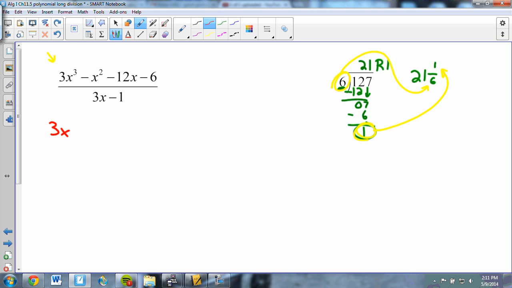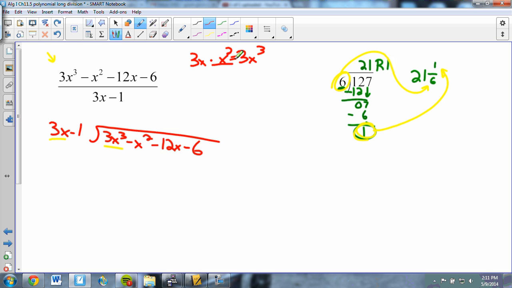3x minus 1 is going into 3x to the third minus x squared minus 12x minus 6. Well, again, I'm just checking the first things, this and this. 3x times what is 3x to the third? That's the question. And the answer is x squared. 3x times x squared is 3x to the third, so that's x squared. X squared times 3x is 3x squared. X squared times 1 is negative 3x squared, so that should be the third right there.